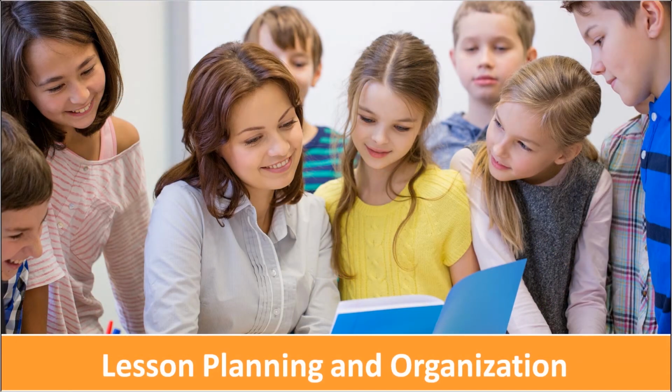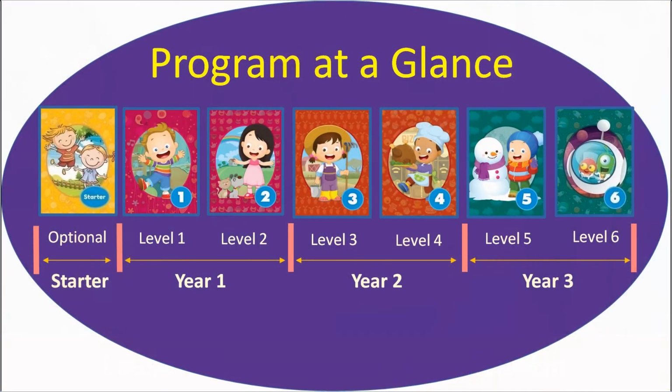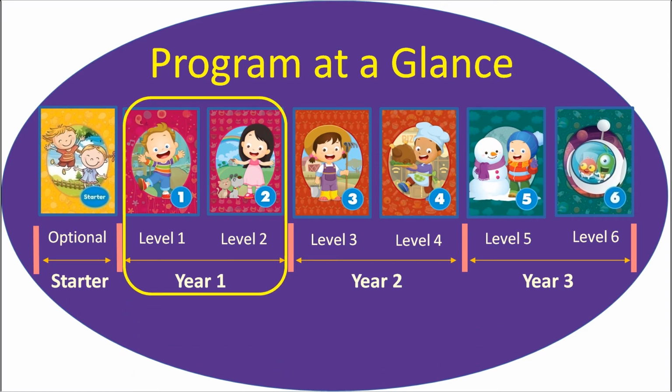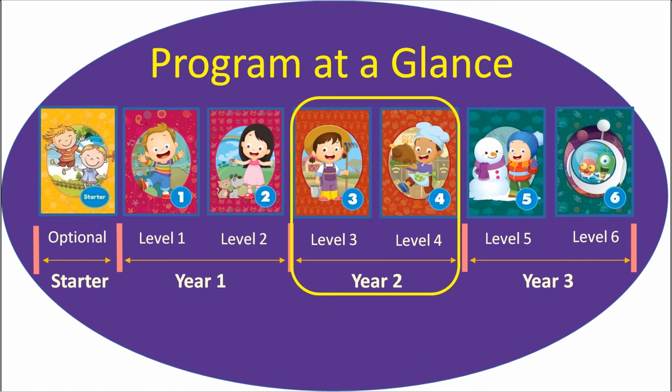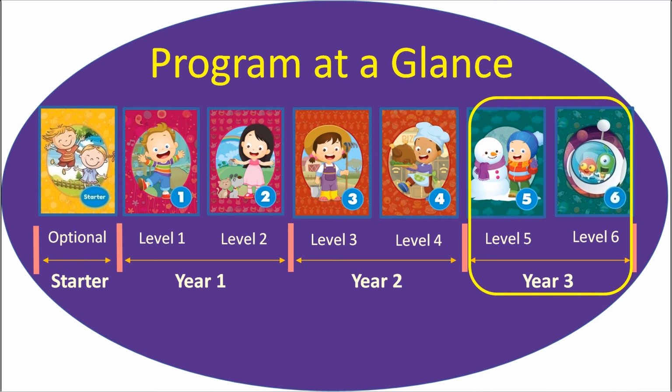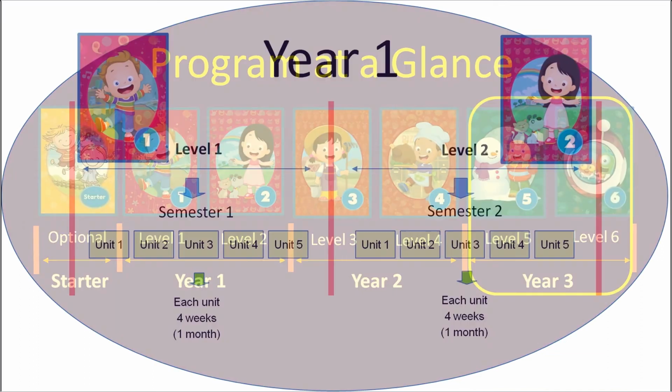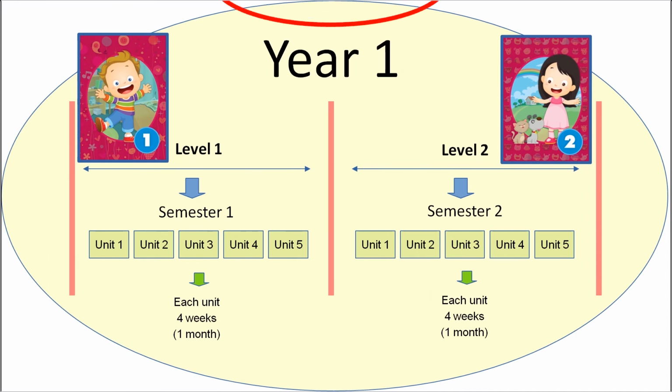Lesson planning and organization. Here's a quick overview of the program. The program consists of level 1 to level 6, plus an optional starter level. In year 1, teachers and students use the materials from level 1 and 2. In year 2, they use the materials from level 3 and 4. And in year 3, they use the materials from level 5 and 6. Now, let's take a closer look at year 1.